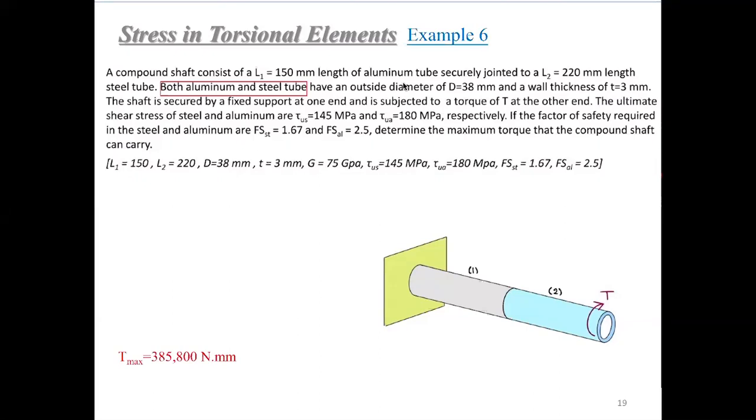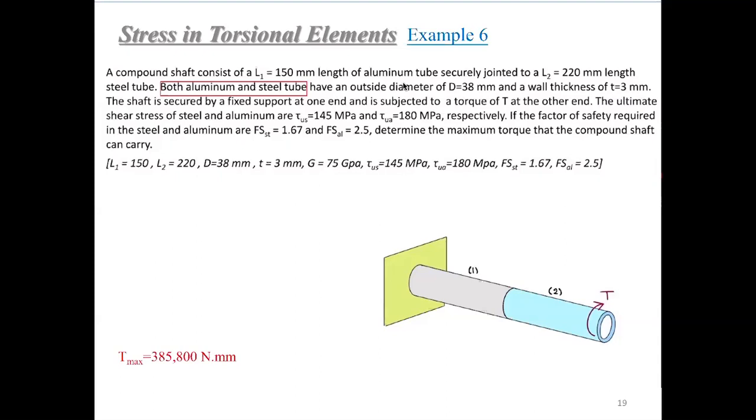The ultimate shear stresses of steel and aluminum are tau US equals 145 and tau UA equals 180 MPa respectively. If the factors of safety required for steel and aluminum are 1.67 and 2.5 respectively, determine the maximum torque that the compound shaft can carry. Okay, this reads very complicated. Let's simplify it. They ask you to calculate the maximum torque that the shaft can carry.